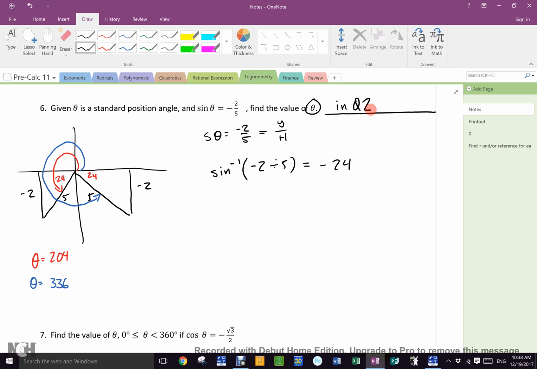I'm trying to trick you. What is the answer if I said quadrant 2? There isn't one. Okay, good. What is the answer in quadrant 3? 204. What is the answer if I ask you in quadrant 4? 336. Is everybody cool?